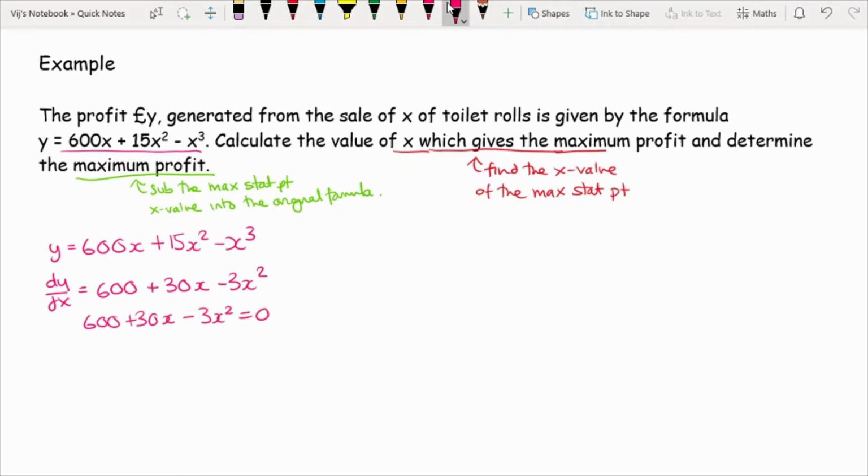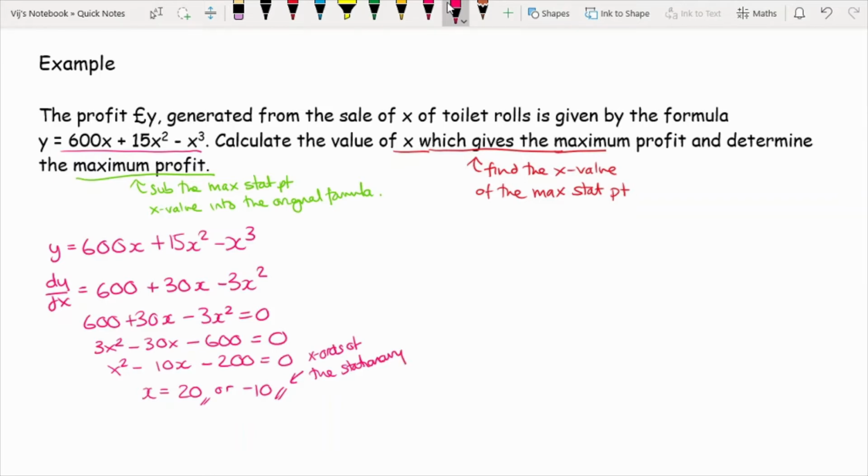I'm just going to stick that all onto the other side, so I've got 3x squared minus 30x minus 600 equals 0. As I'm solving, I can divide everything by 3, so I've got x squared minus 10x minus 200 equals 0, and if I go on to solve that, I'll get x equals 20 or x equals minus 10. So what I found here is that these are the x ordinates of the stationary points.